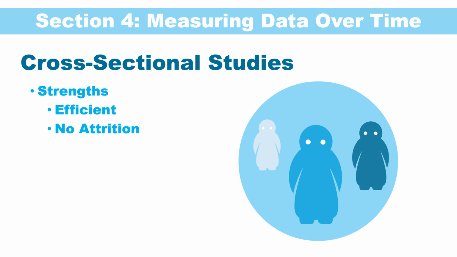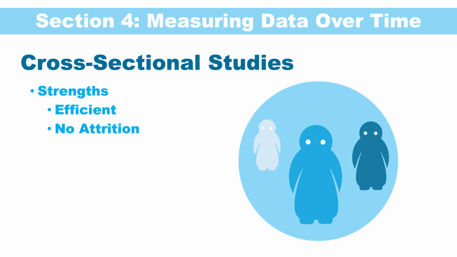Some limitations of cross-sectional studies include that there's no temporal precedence. It's harder to determine cause and effect because you're looking at different groups rather than tracking the same individuals. There also can be cohort effects. These are differences between groups that might reflect generational or cultural factors rather than actual developmental changes.